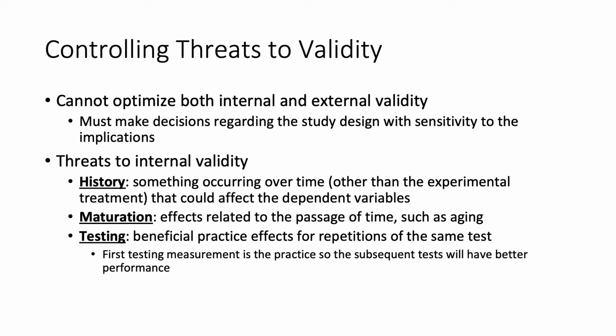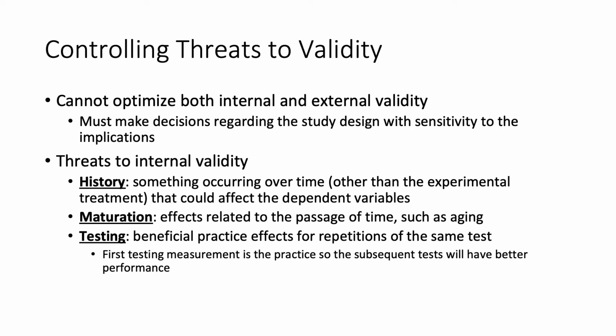Another threat is maturation, which refers to things naturally occurring over a time period that can influence data, such as aging. So this can be an issue when performing a study on children. If your study is long enough, the children will become bigger and stronger and also develop better skills, which can again influence the results for your study.